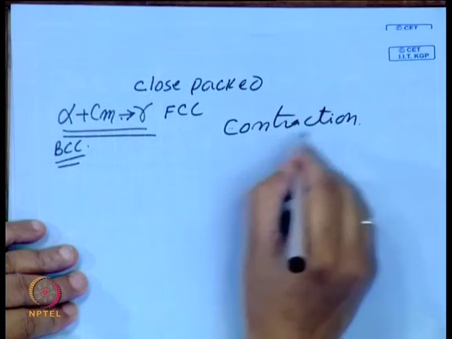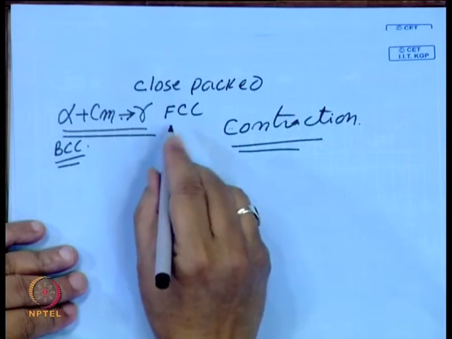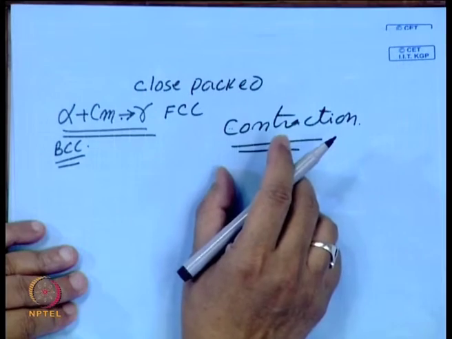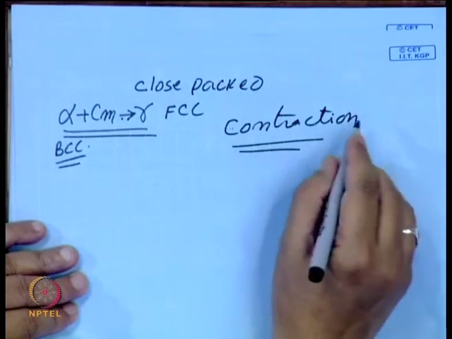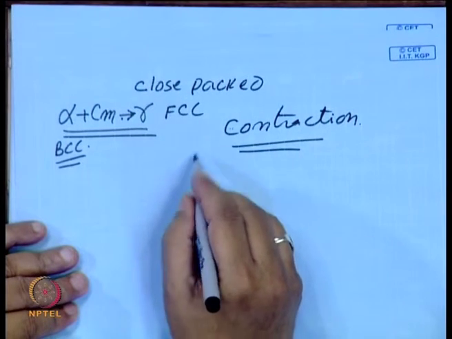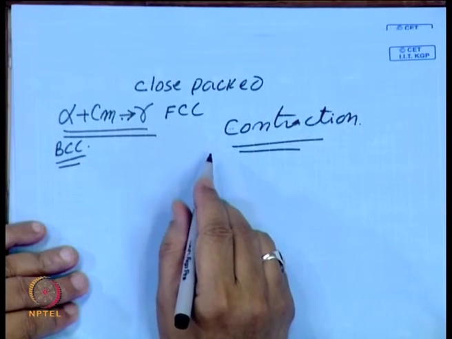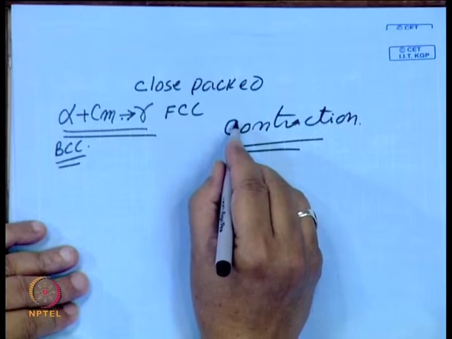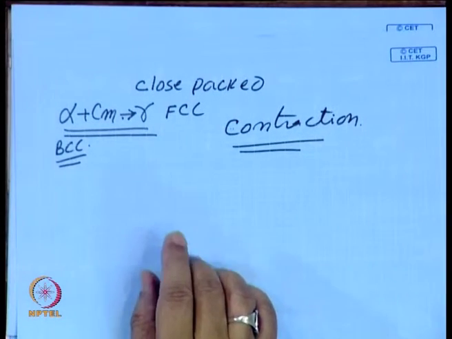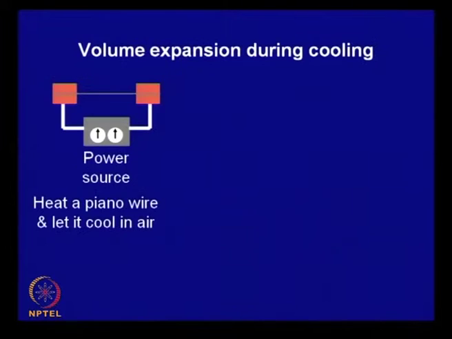So, when you keep heating, when this transformation takes place, suddenly that steel piece, the dimension will try to shorten, and when you heat, there is accompanying thermal expansion also. So, a very simple experiment one can set up by heating a piano wire, which is shown over here.